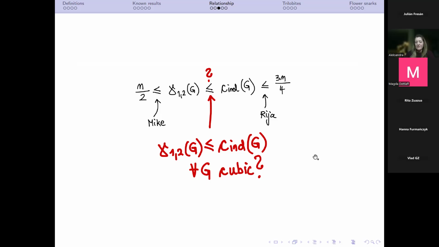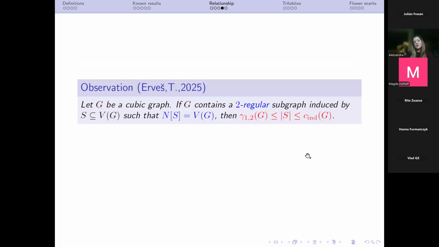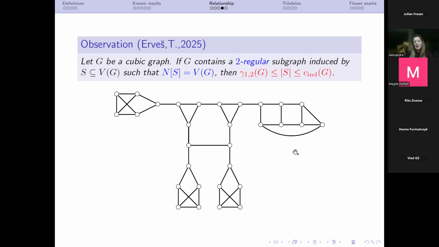And well, we observed pretty soon, let me just show you the picture. We observed pretty soon that as soon as we find a two-regular subgraph like this blue one here, such that the closed neighborhood of the vertices in this subgraph is the whole vertex set, which is the case here, then this inequality will hold, right? And we were drawing many examples, and this appeared actually all the time at that point, yeah? So we had these inequalities.